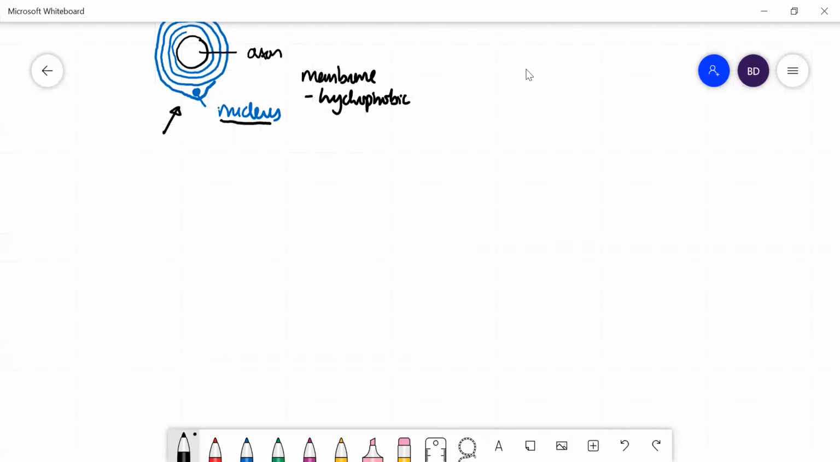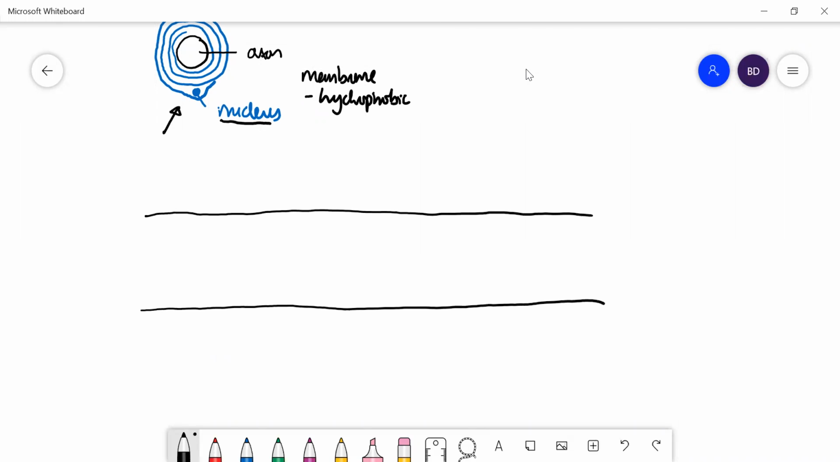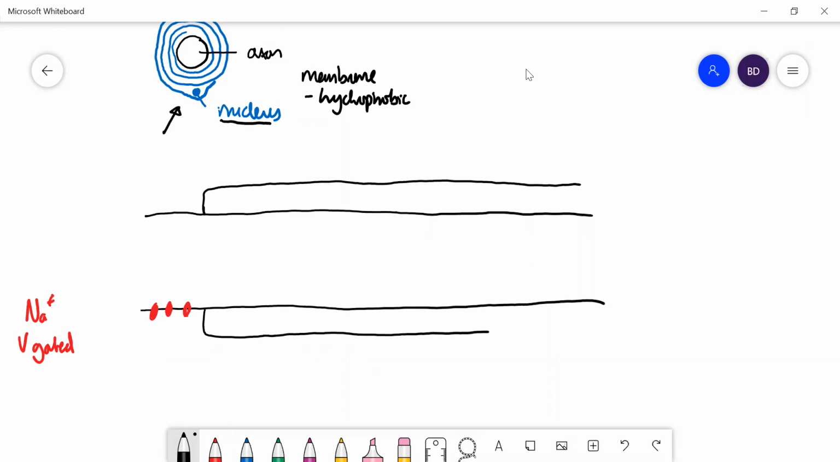Okay, so first of all, let's imagine we have an axon here. And I'm going to say we've got a few sodium channels here. So these are sodium channels, Na voltage gated channels. And let's say that this is myelinated, that's heavily insulated, so this is the myelin sheath.